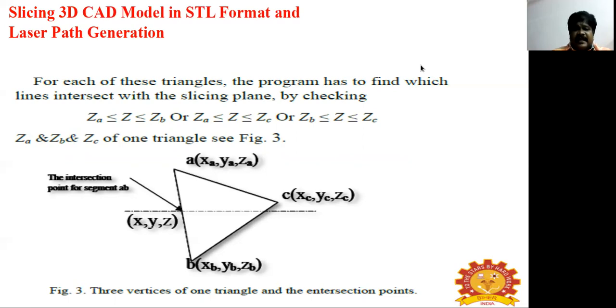So how can we check? ZA is less than or equal to Z, which is less than or equal to ZB, or ZA is less than or equal to Z, which is less than or equal to ZC, or ZB is less than or equal to Z, which is less than or equal to ZC. So these are the three vertices of one triangle and the intersection points.